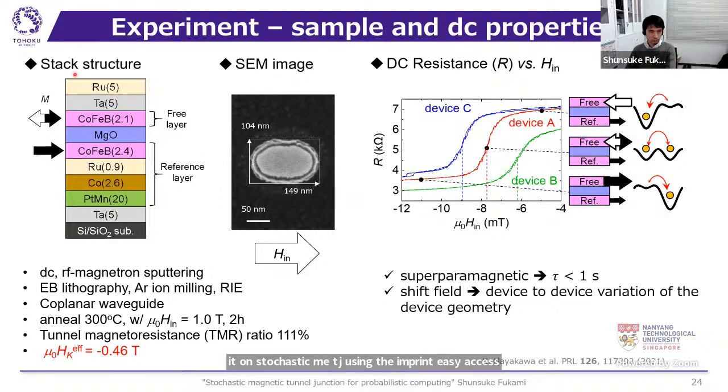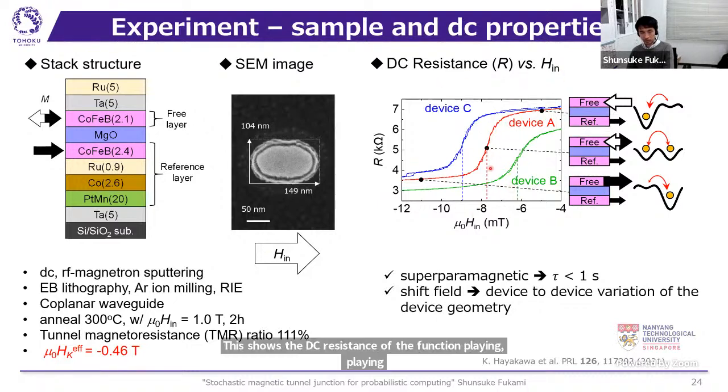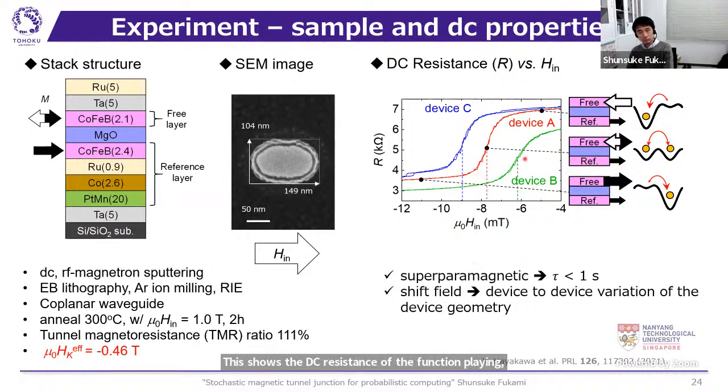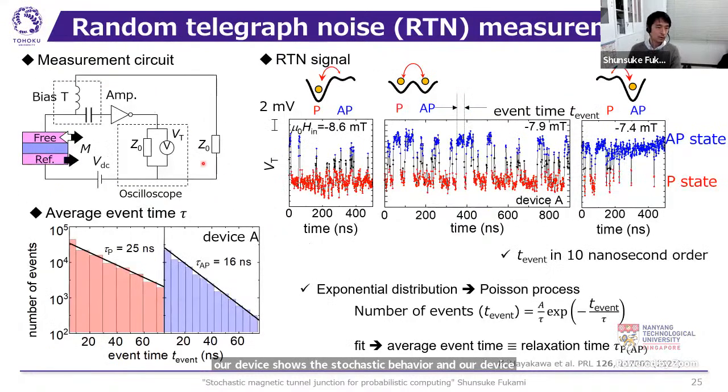This shows the stack structure we used, and this is the SEM image of the fabricated device. The perpendicular anisotropy field is set to around minus 0.5 teslas. And this shows the DC resistance as a function of the in-plane magnetic field. We observe a zero coercive field, which means that our device shows stochastic behavior and has superparamagnetic properties. And we measured the random telegraph noise using this circuit.